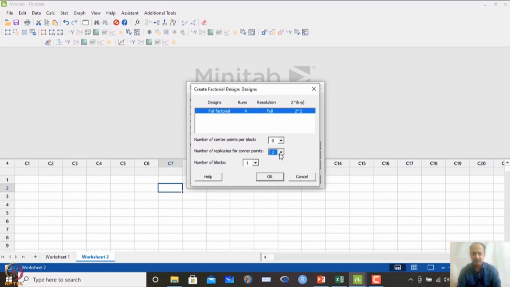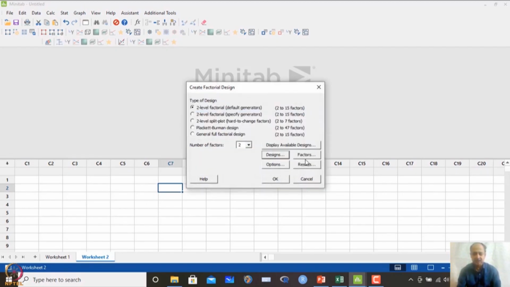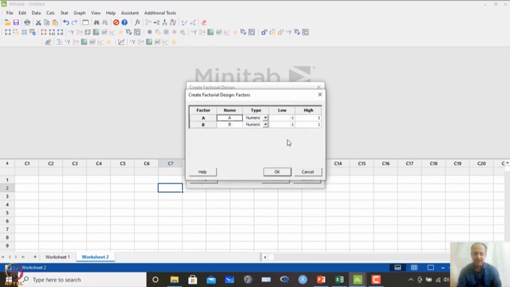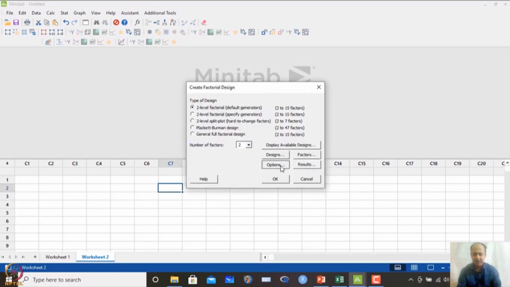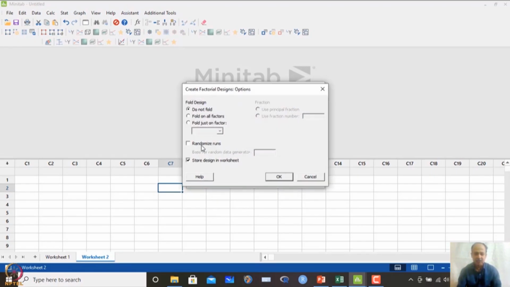If you change the number of replicates, other things remain the same. I am not changing anything, so I will click OK. I have just changed the number of replicates to 2, and the factors remain the same. In options, we do not want to randomize like that. You can randomize, and then it will generate random designs. That is required during actual experimental trials, but for the time being we are not doing this, just for the sake of illustration.